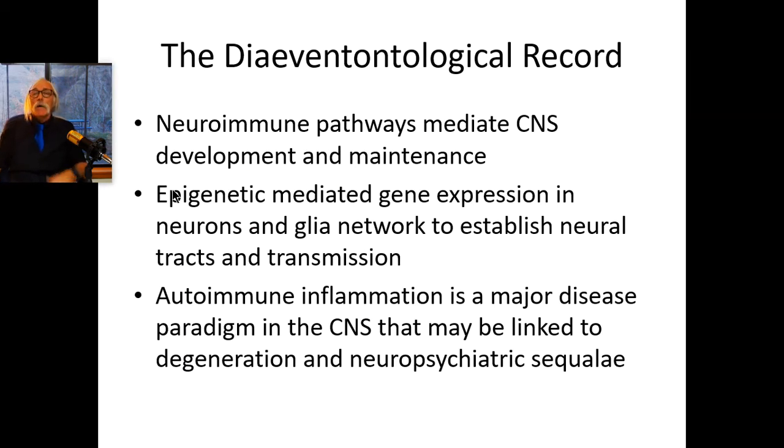So a discussion now, let's back out about the event ontological record. Neuroimmune pathways mediate central nervous system development and maintenance. Epigenetic mediated gene expression in neurons and glia that network within the CNS establish neural tracts and transmission in the healthy CNS. And autoimmune inflammation, of course, is a major disease paradigm in the CNS. Again, think about demyelinating diseases like multiple sclerosis. And they may be linked to degeneration and neuropsychiatric sequelae. And that is the focus of all of these lectures, this one and all the ones I'm going to be presenting to you for the next several weeks.